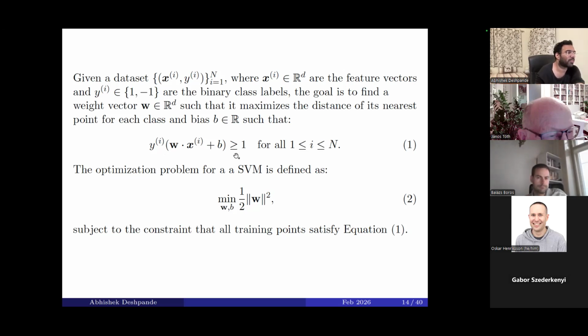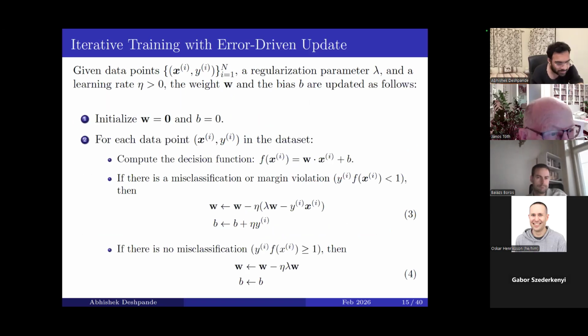So how do we solve this, right? The way to do that is using gradient descent. So we can do an iterative training with error-driven update. That's the standard jargon in machine learning. Given data points, we define a regularization parameter, which is used to do iterative gradient descent, and a learning rate, which tries to update both the weight and the bias in a certain fashion, right?